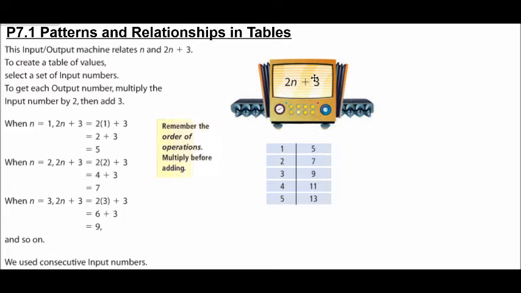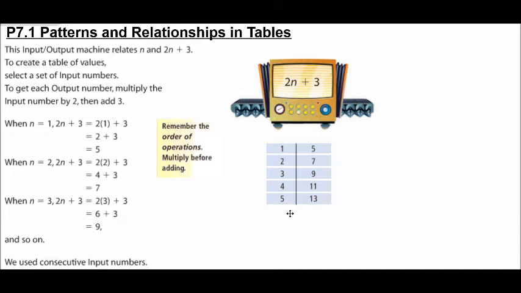And so the same thing works with math and with the expressions and relations. And we're going to take a look at how that sort of works out. So it relates n to 2n plus 3, this specific machine. And it does that to create a table of values. And so we select a set of input numbers. I always just choose 1, 2, 3, 4, 5 because those are typically the numbers that are easiest to do math with.